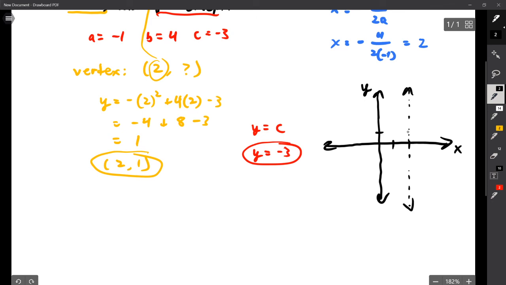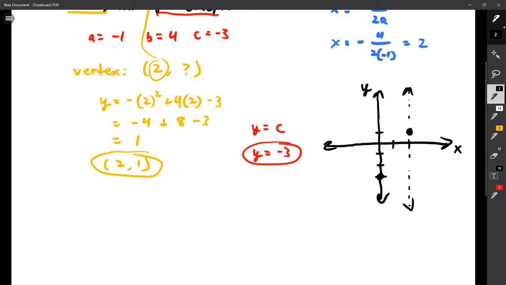So at (2, 1), we have our vertex right there. And then we have our y-intercept of -3. So I'm going to go on the y-axis down to -1, -2, -3. On the y-axis at -3. That's my intercept.